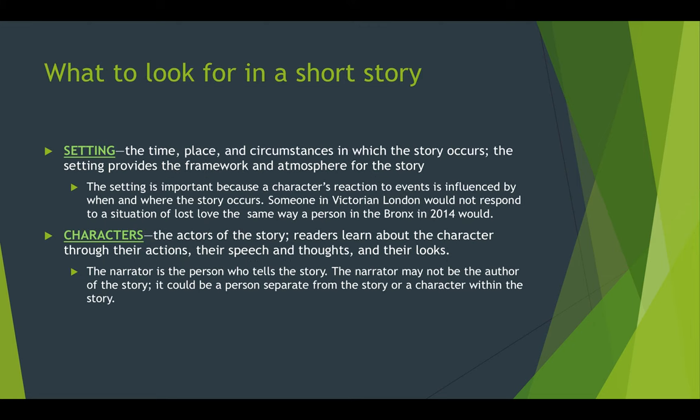So a few things to remember, really the basics to look for when you start analyzing a story. The setting, with time, place, and circumstances that the story is taking place. So what's happening around the people in this story? What is influencing their actions? What's influencing their beliefs? And in turn creates the plot.